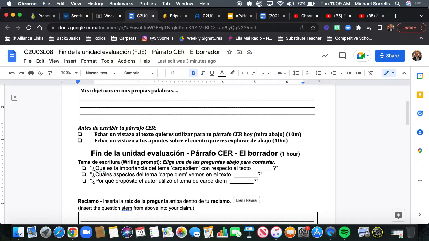If you think you can do another poem better, as long as it's from this unit, that's fine. Just make sure that you have evidence to support whatever it is that you're saying. Any questions?